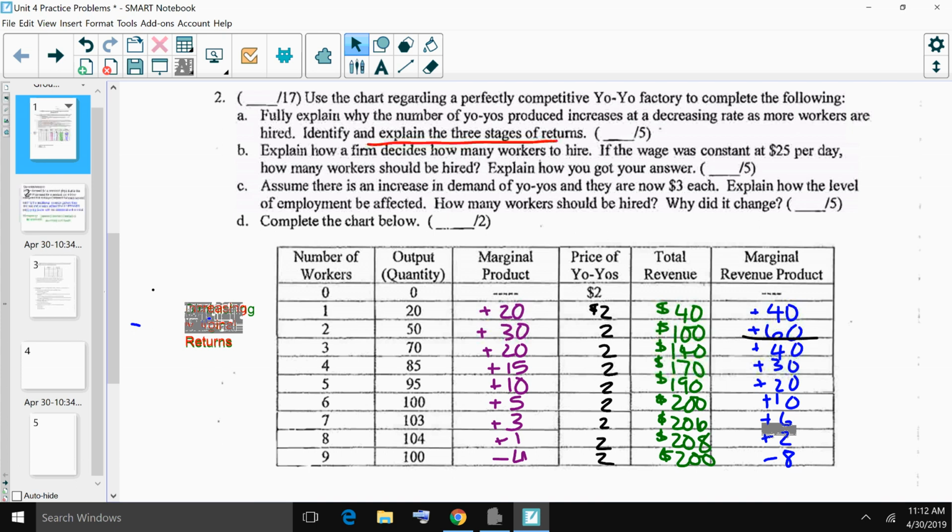All right, explain how you decide how many workers to hire. Well, you guys already know the rule. You have it tattooed across your foreheads. You have all year long. And that rule tells us that we hire where MRP equals MRC.